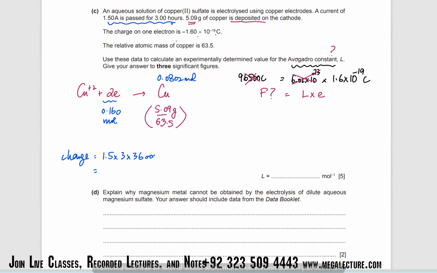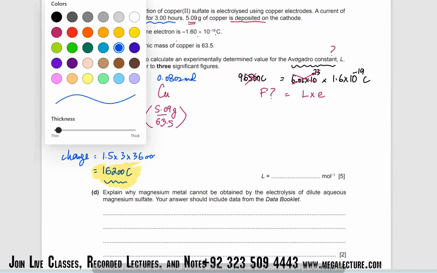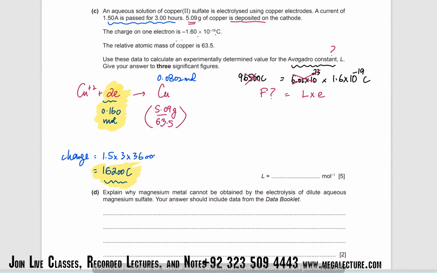So 16,200. You're getting 16,200 coulombs, eh? So what does that mean? It's 0.16 moles of electrons, right? So the charge that's flowing through the circuit is 16,200 coulombs. So I can now calculate the experimental Faraday constant, because I know the ratio. But remember, this is going to be the experimental Faraday constant.